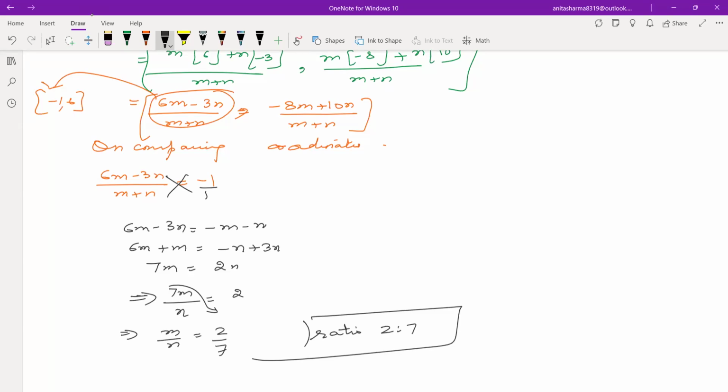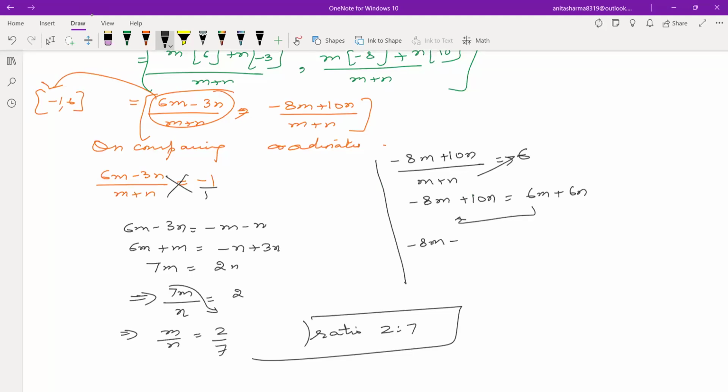Okay. Even I will show you also that you can compare this y coordinate also. Minus 8m plus 10n upon m plus n is equal to 6. Cross multiply. Minus 8m plus 10n will be equal to 6m plus 6n, right? Now transpose: minus 8m minus 6m is equal to 6n minus 10n. So minus 14m is equal to minus 4n, minus minus plus. So m upon n will be 4 upon 14, that is 2 by 7. Right, beta?